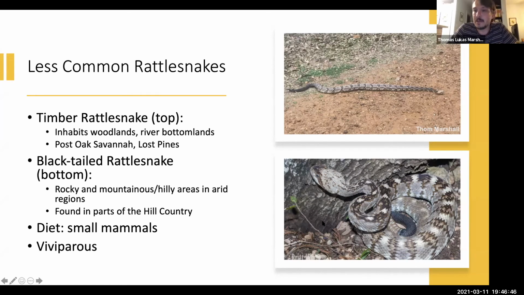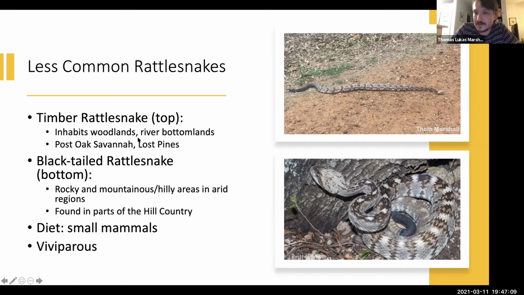There was a black-tailed rattlesnake that was found in northwest Travis County about 2 years ago. And I believe that was the first recorded sighting of a black-tailed rattlesnake in about 70 years. So that was a pretty amazing find. This was up in far northwest Travis County near Lake Travis.